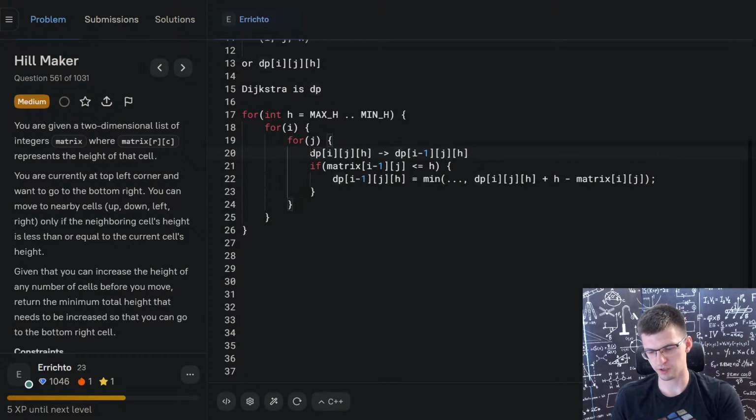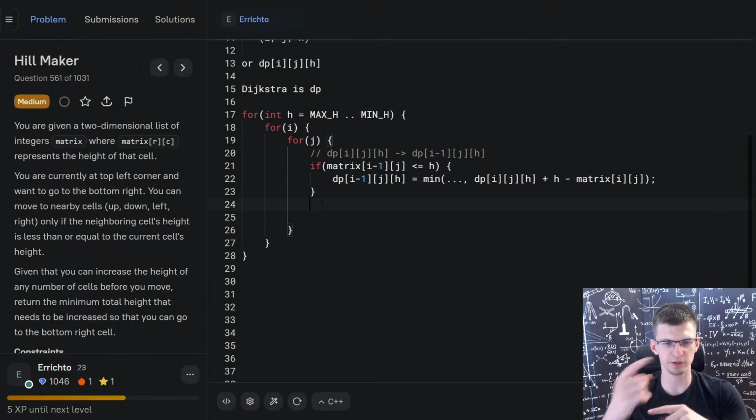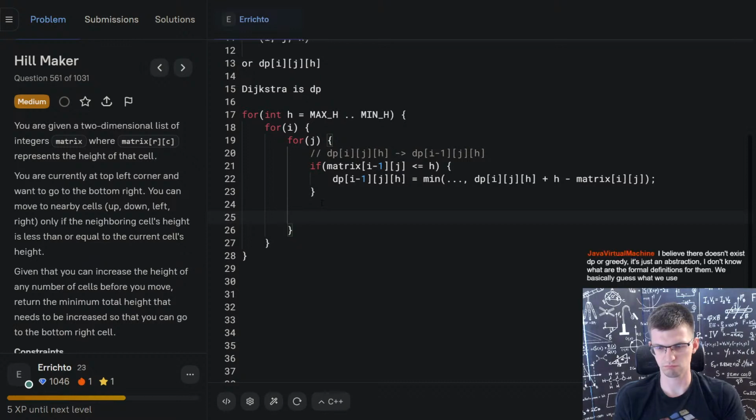Okay, and you will have 4 transitions like this one. Can be done with a single for loop. It's not that difficult to iterate over 4 directions. And then there is also a possibility of raising this cell, I think. Or not. Oh, yes, it is possible.